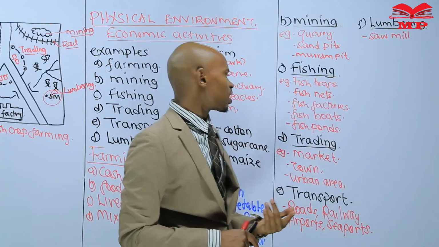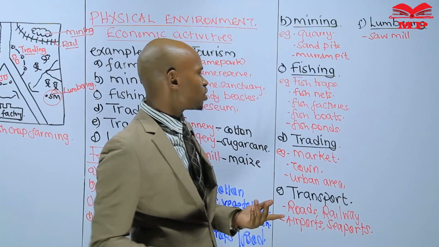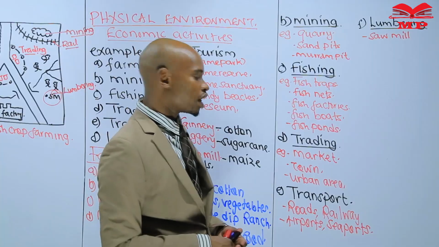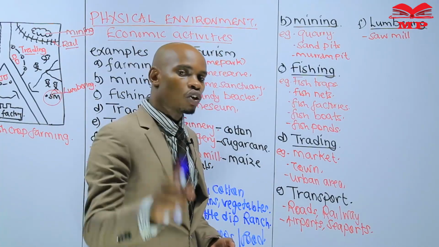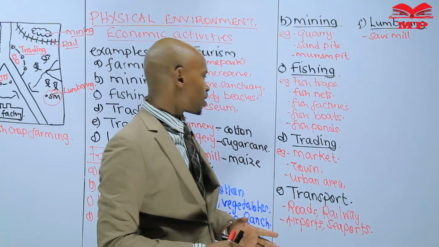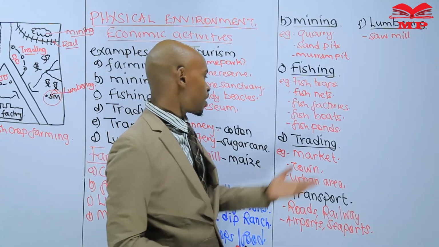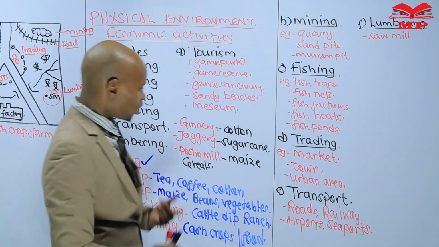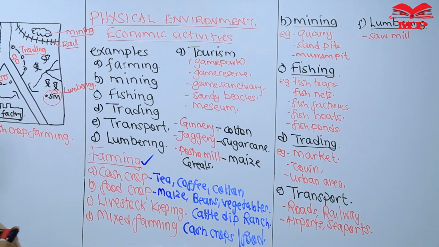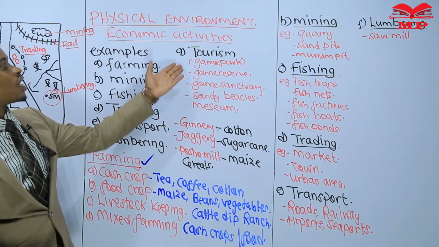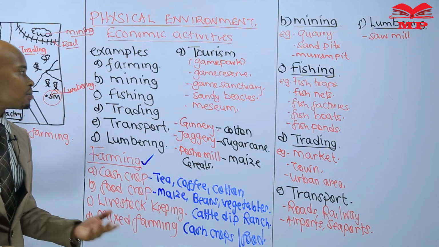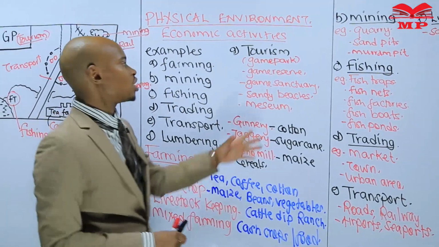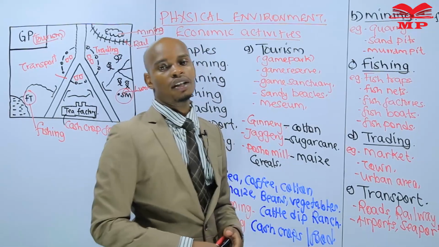Fishing, there are so many things that can indicate fishing. Fish ponds, fish boats, fish factories, fish nets, fish traps, all of them suggest there is fishing in that area. Not a lake, not a river, not a dam. These are some of the things that will pinpoint to you exactly that there is fishing. Trading, presence of a market, presence of a town, an urban area or a municipality, tells you there is trading. Tourism, presence of a game park, a game reserve, a game sanctuary, sandy beaches and museum, just to mention a few, will show you there is tourism in the map.